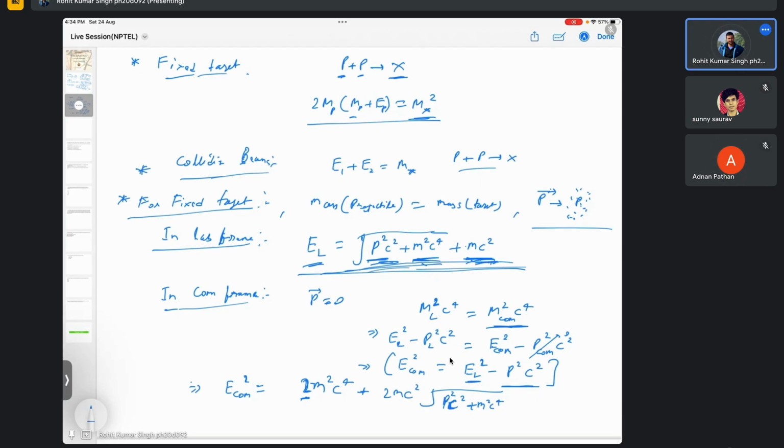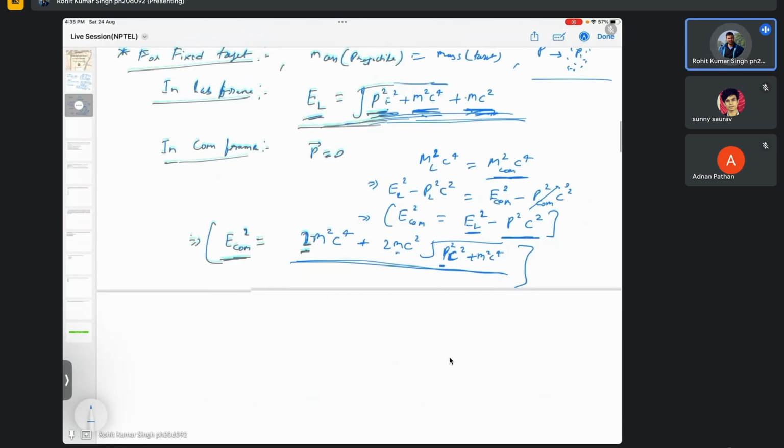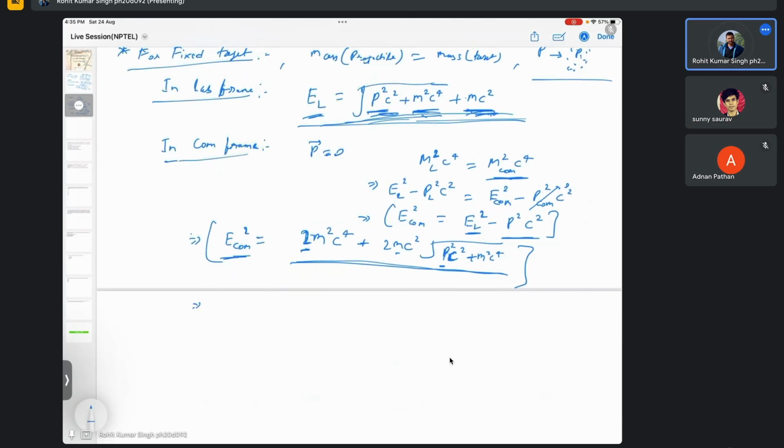Now, this is the expression for the center of mass energy in terms of everything. These things you know in the lab frame, right? You know the momentum of the projectile, you know the mass. So this is fine, right? Let's keep it here. We will use it soon, or let's write it in a more convenient way.